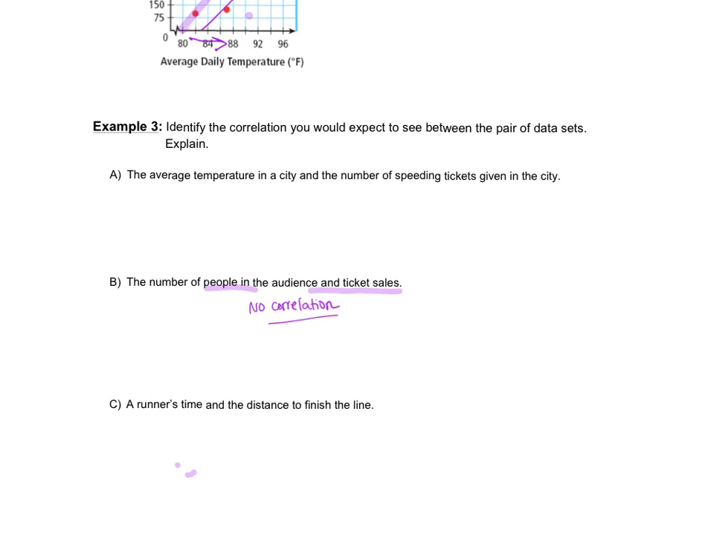Let's look at letter B. The number of people in the audience and ticket sales. In this case, you would notice that if you think about it rationally, the more people that there are in the audience, the more there's ticket sales. So that means this is a positive correlation.